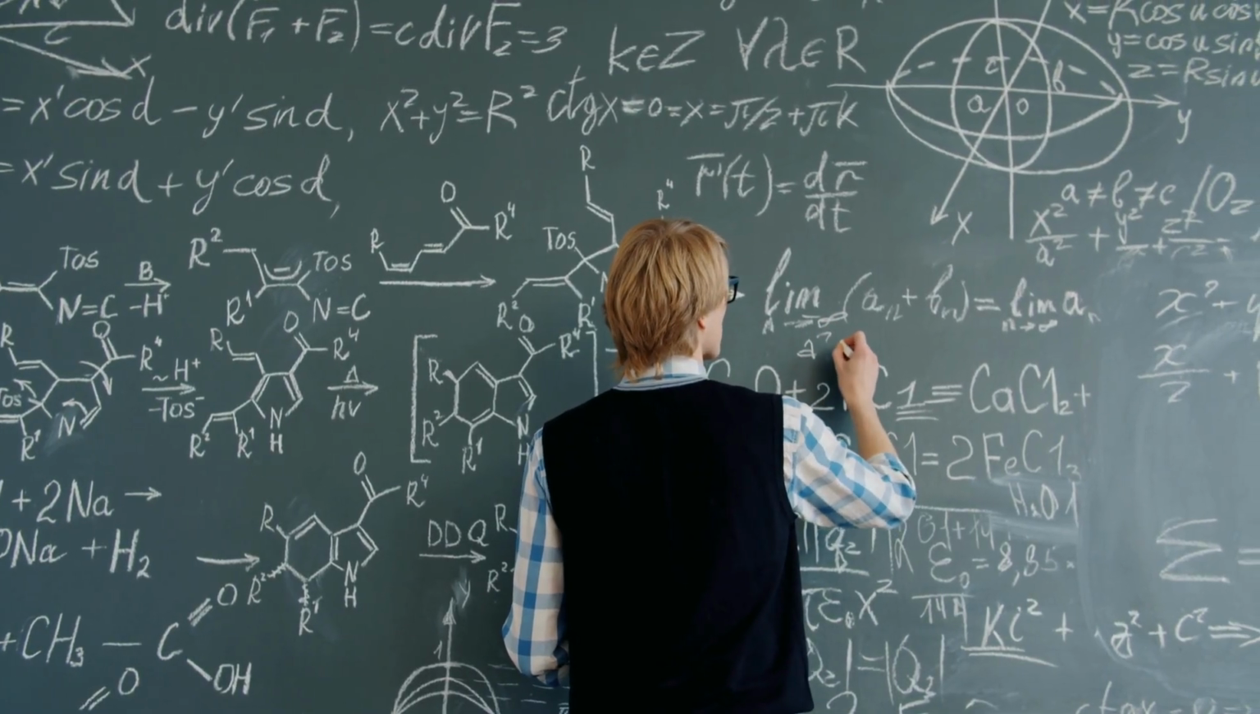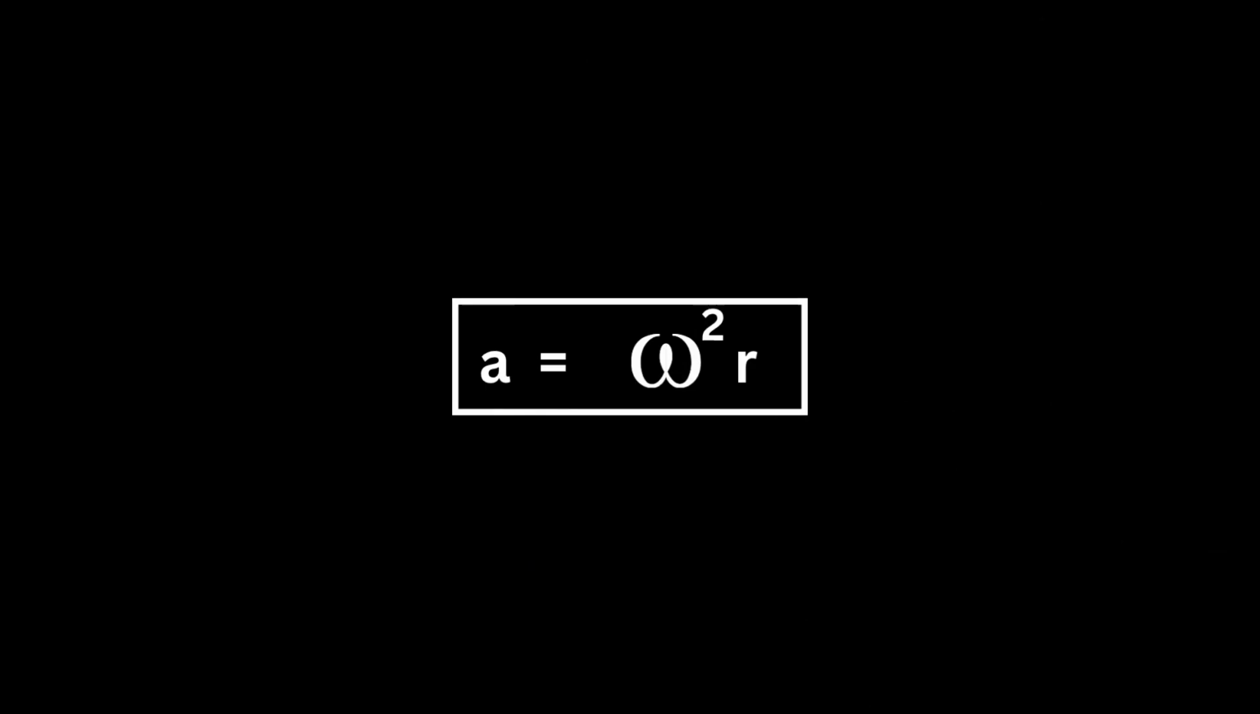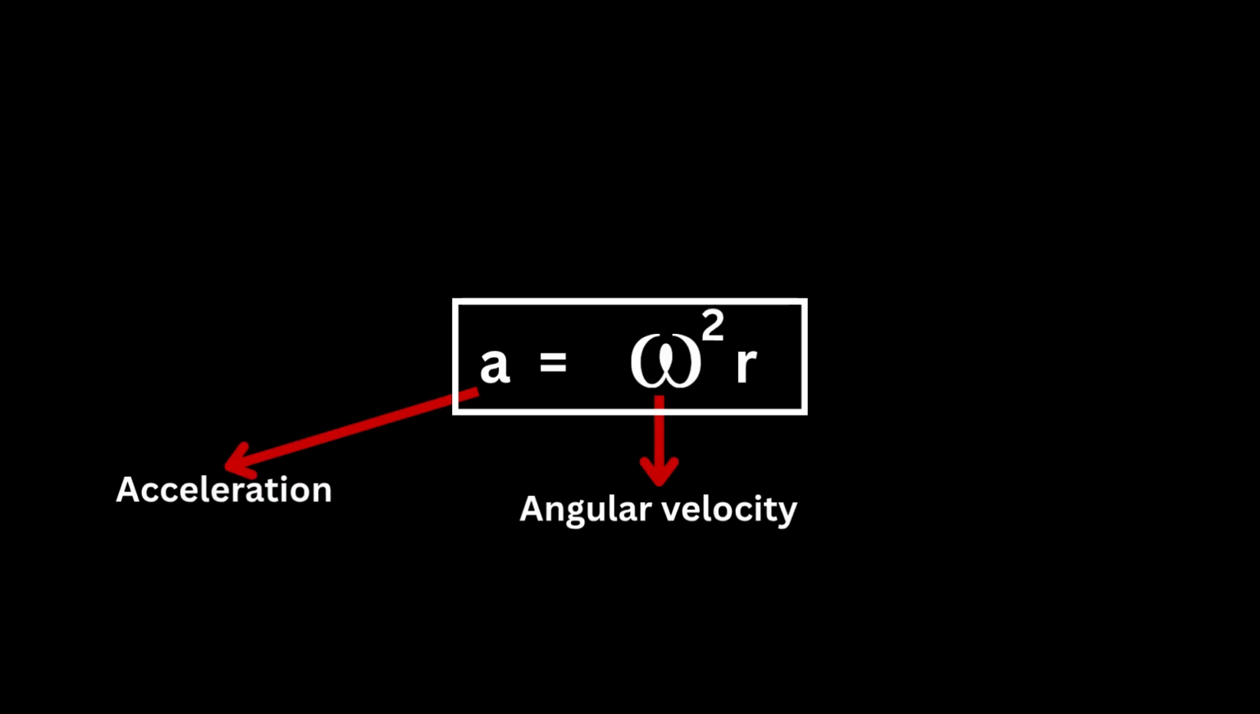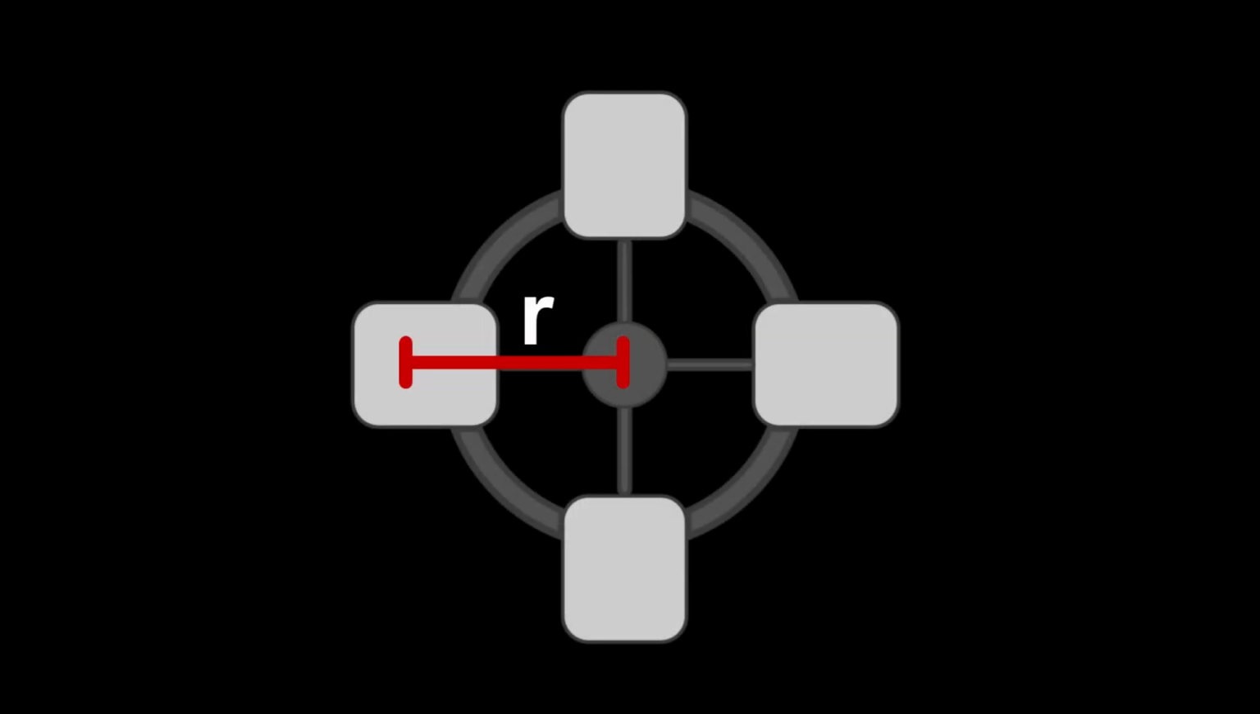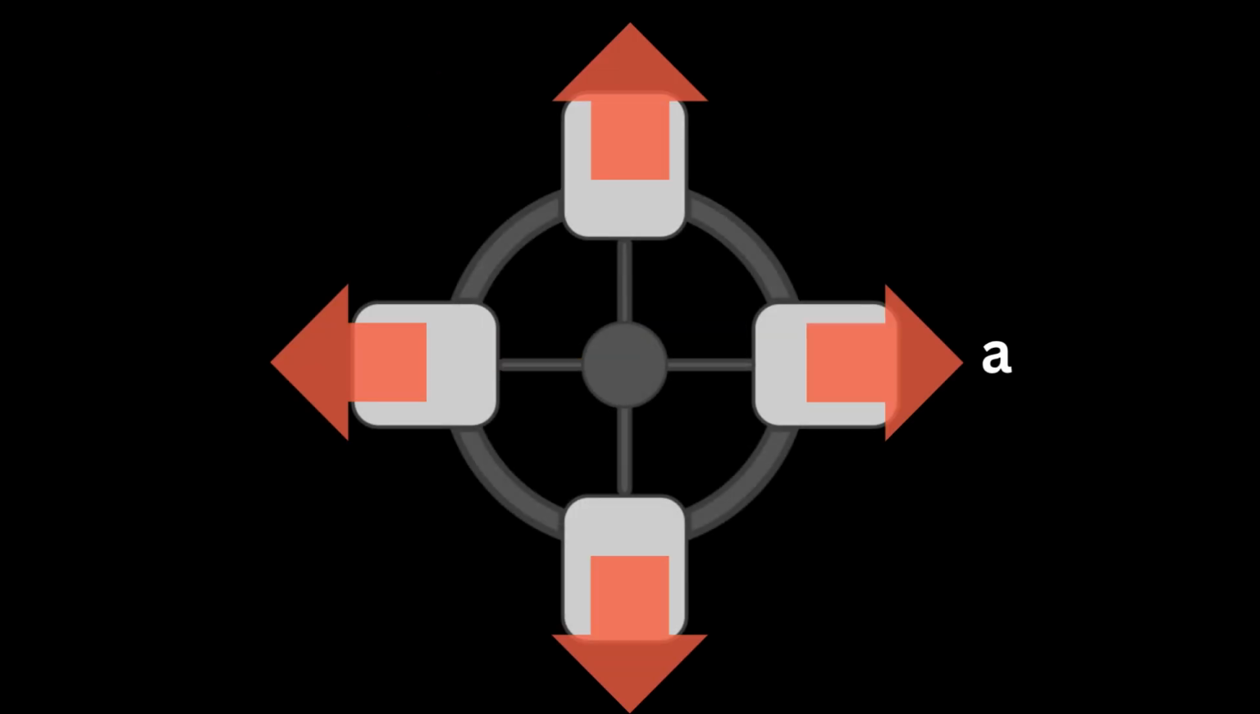Mathematically, the artificial gravity acceleration can be calculated using this simple formula. Acceleration is equal to angular velocity squared times the distance between the point and the center of rotation. This means the faster the spin, or the larger the radius, the stronger the artificial gravity you can feel.